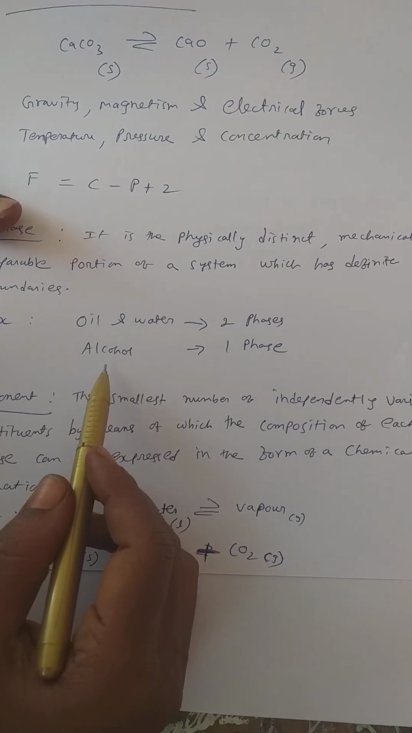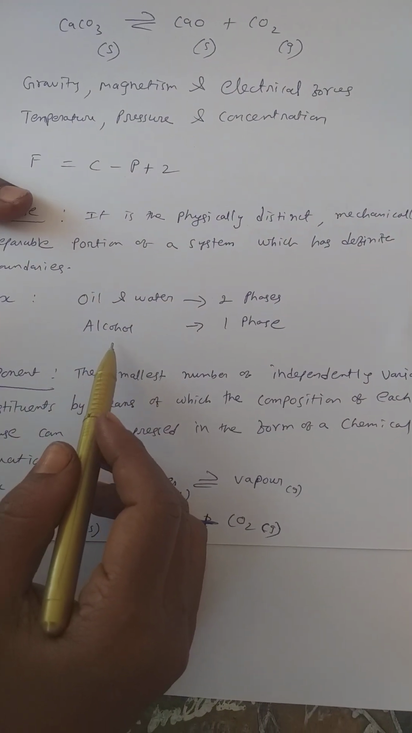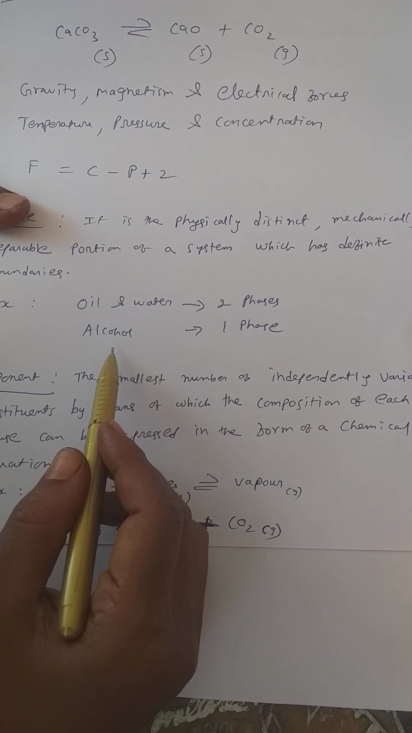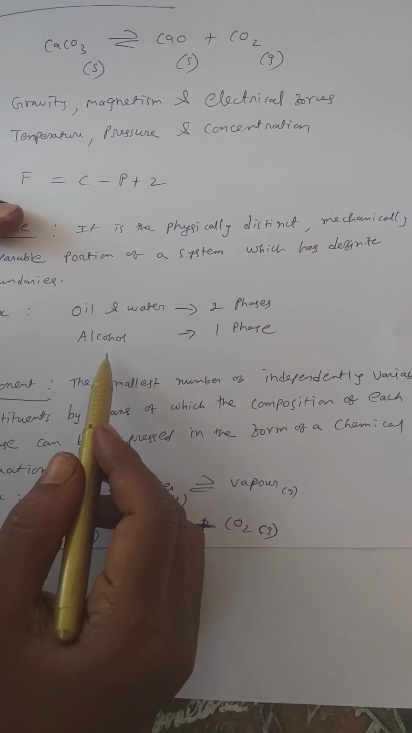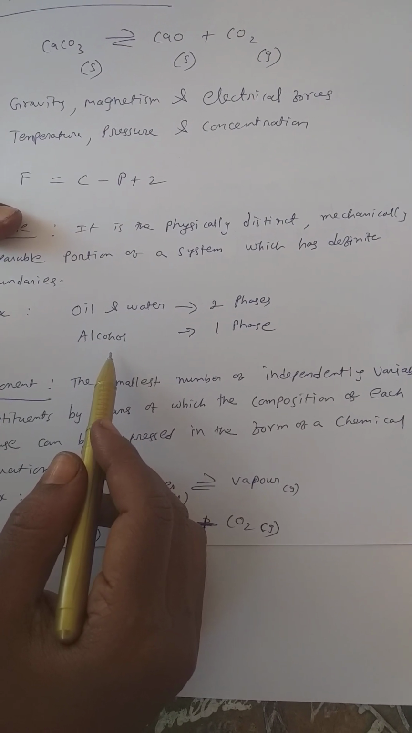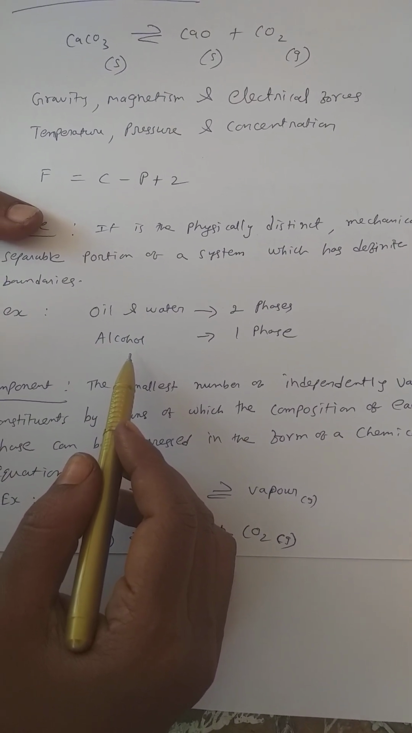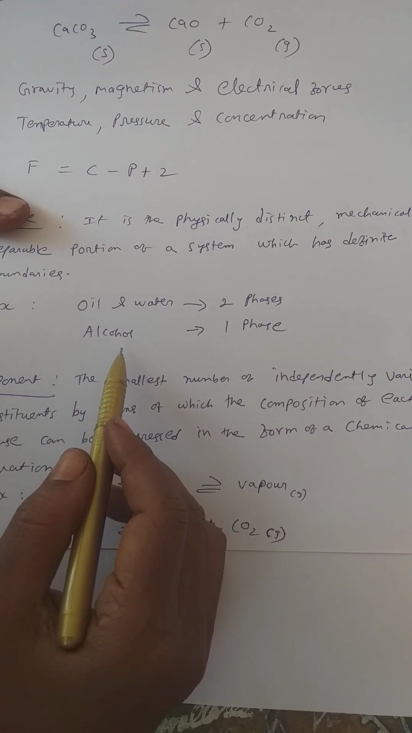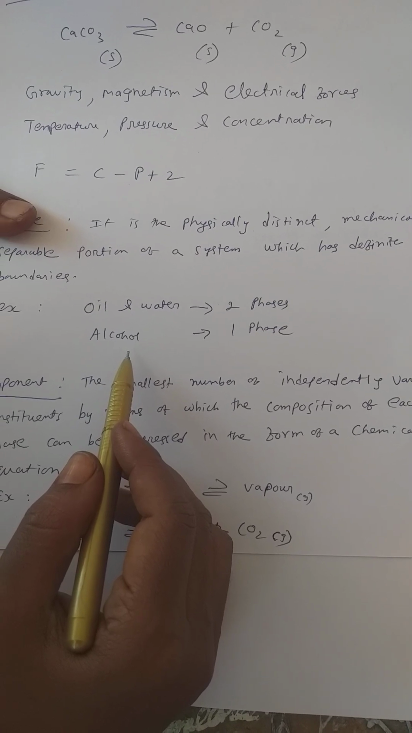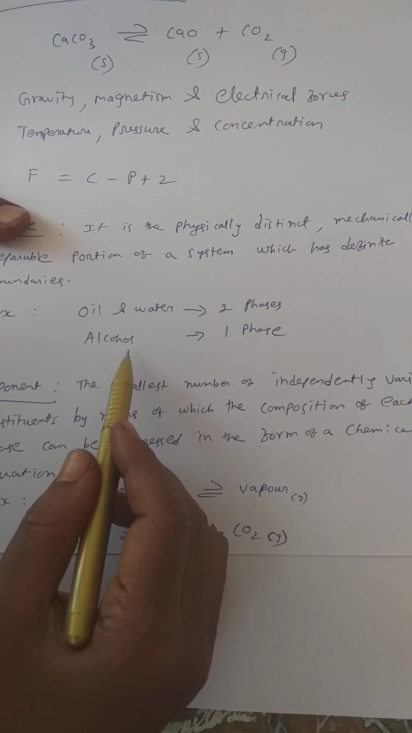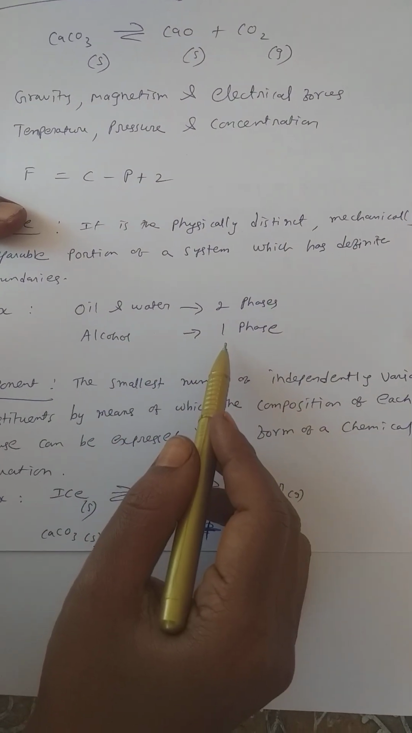As another example, alcohol is taken, which is also a mixture of ethanol and water, and there both ethanol and water are miscible liquids, and therefore when mixed, different layers are not seen, no definite boundary is available, therefore altogether it is considered to be one phase.